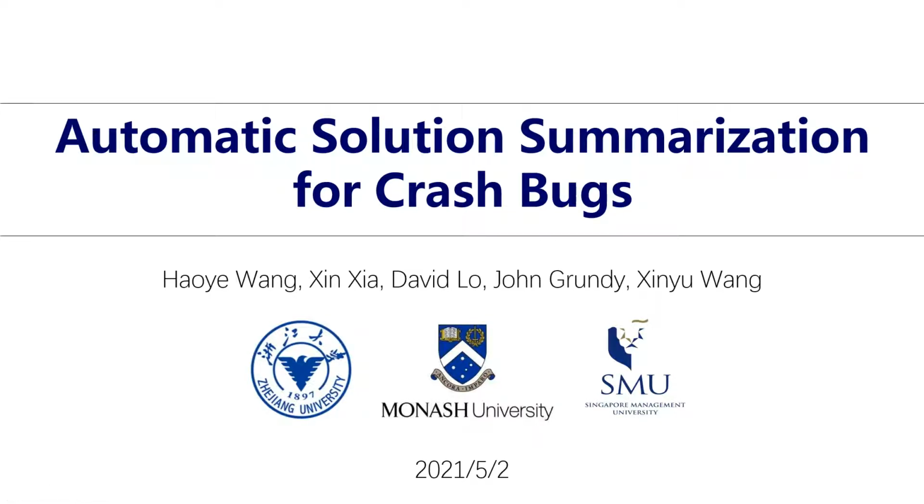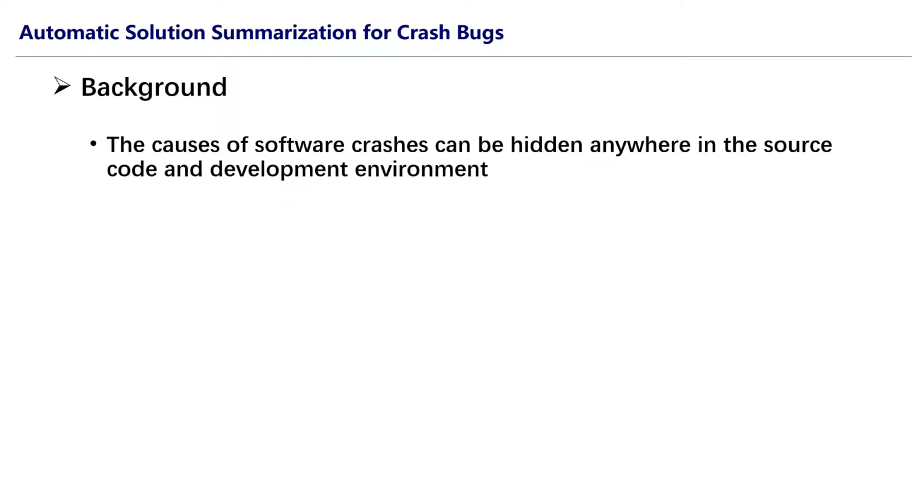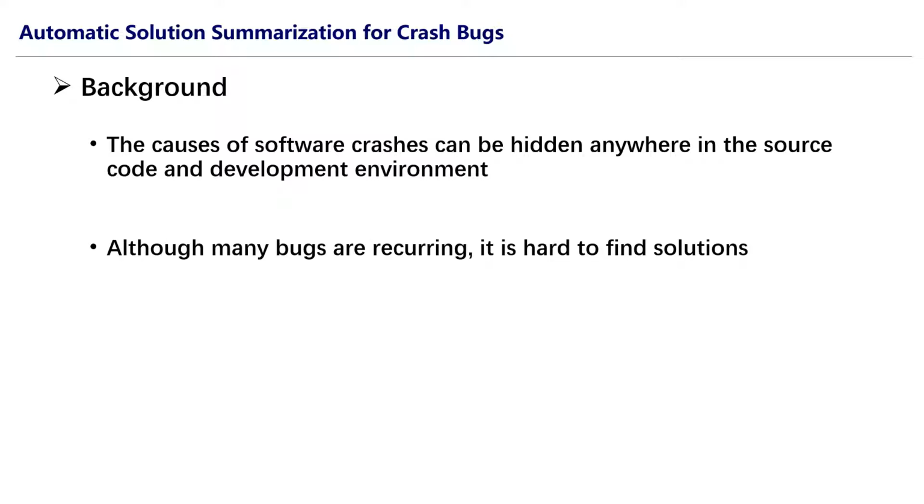My topic today is automatic solution summarization for crash bugs. Software crashes are a serious software defect problem. However, as the complexity of a software system increases, the reasons for software crashes become ever more complicated. Developers often need a lot of time to fix a problem. Although many bugs are recurring, it is hard to find solutions.